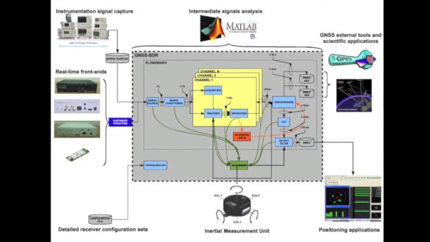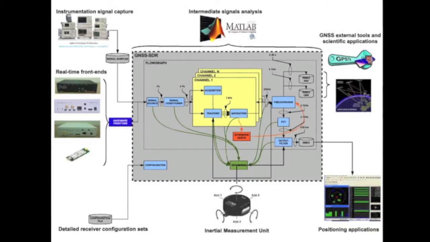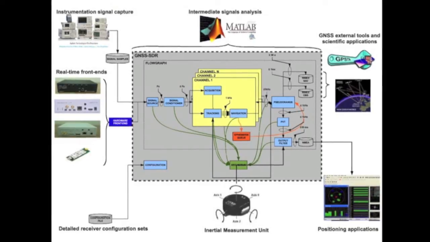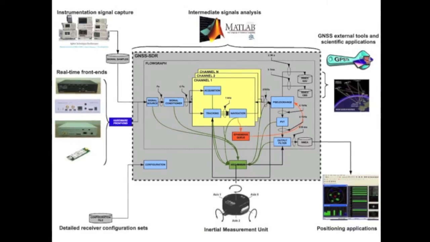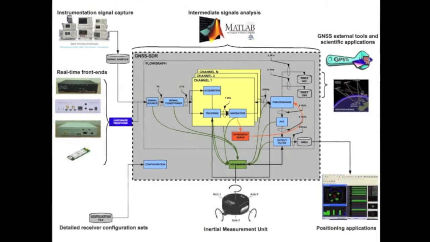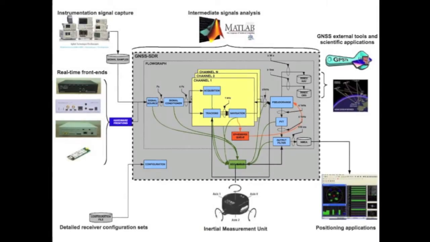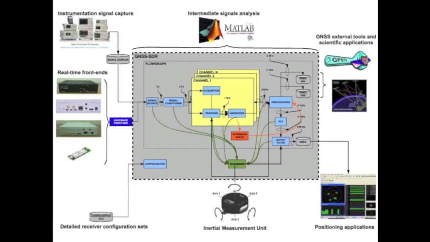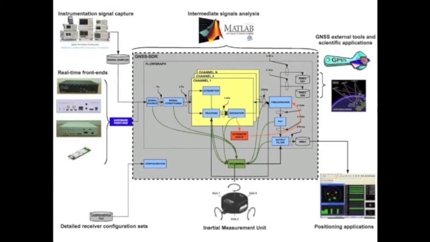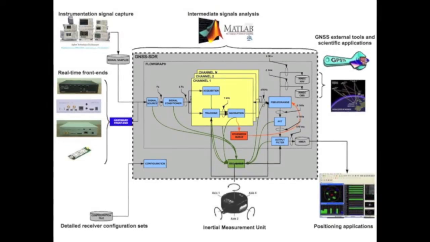GNSS-SDR is an open-source C++ project based on the GNU Radio framework that implements a generic architecture of a GNSS software-defined receiver and already provides a working implementation of a full processing chain of a GPS L1 C/A receiver, from the output of a radio frequency front end to the computation of position, velocity, and time.